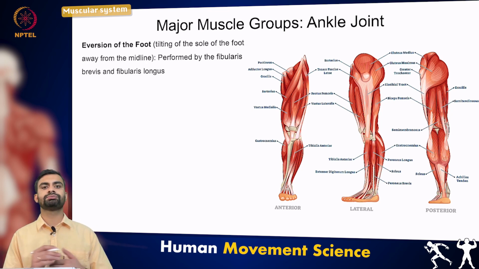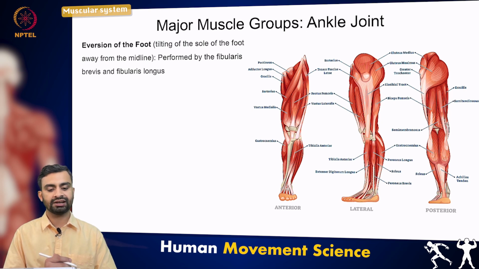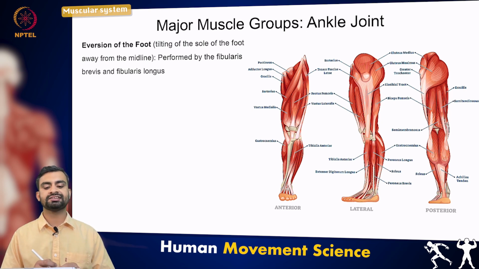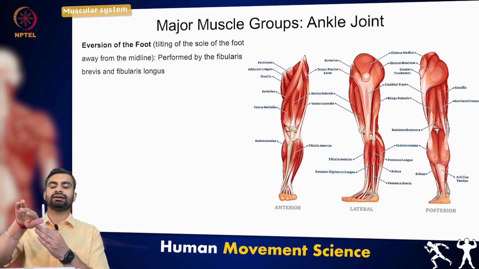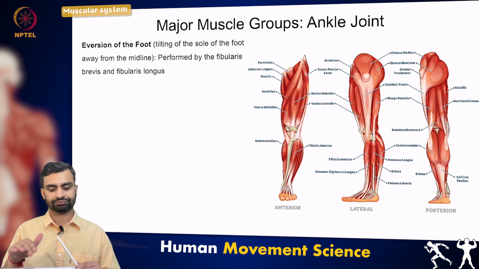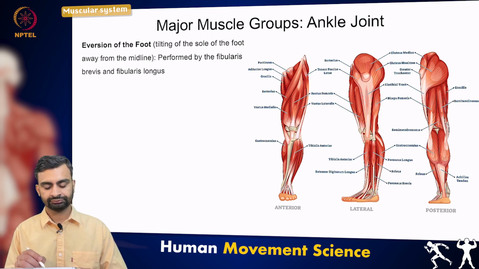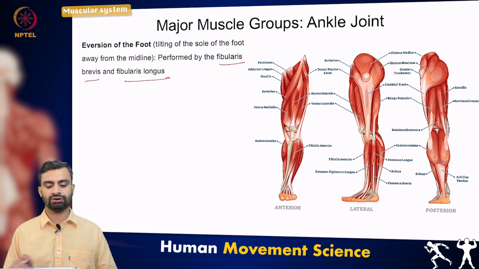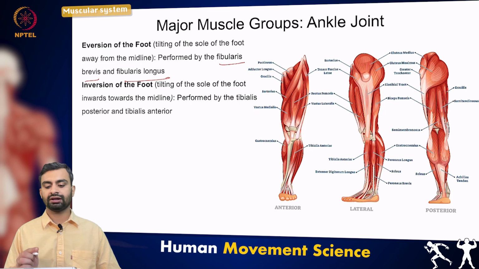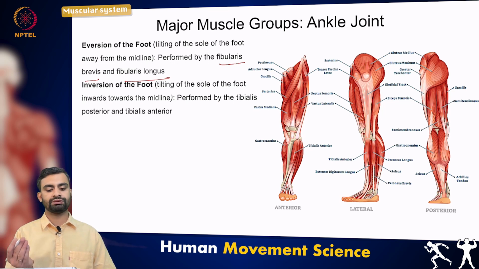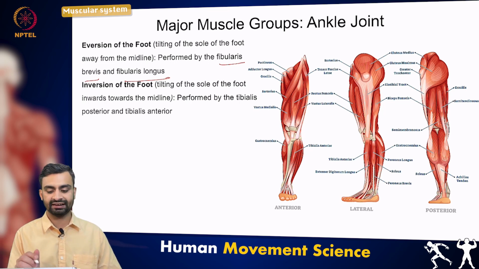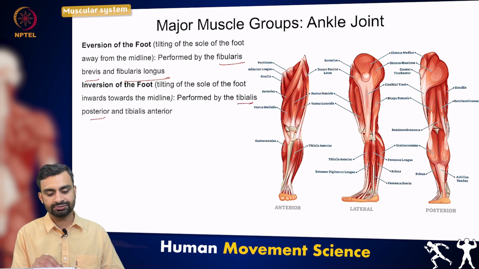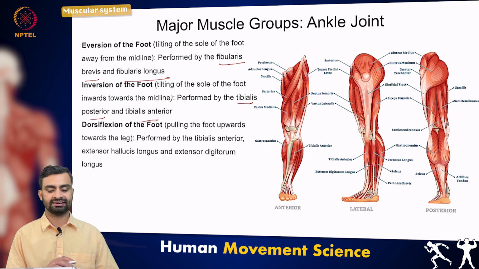The first movement produced at the ankle joint is the eversion of the foot. It is the tilting of the sole of the foot away from the midline. So you are moving it away. It is performed by the fibularis brevis and fibularis longus. The inversion of the foot, in which the sole of the foot is tilted towards the midline, is performed by the tibialis posterior and tibialis anterior.